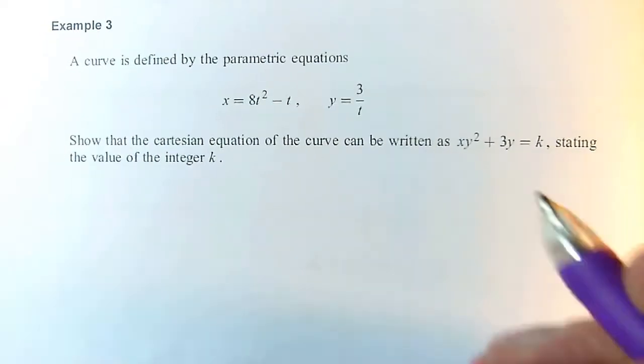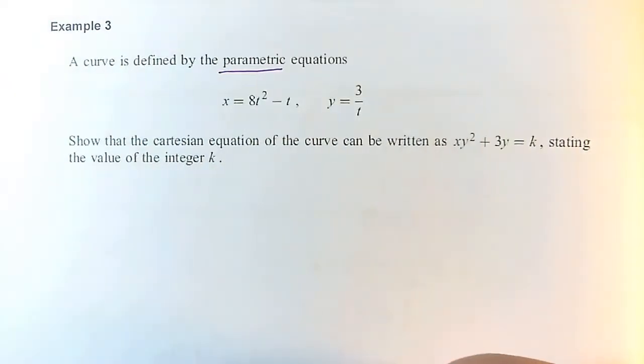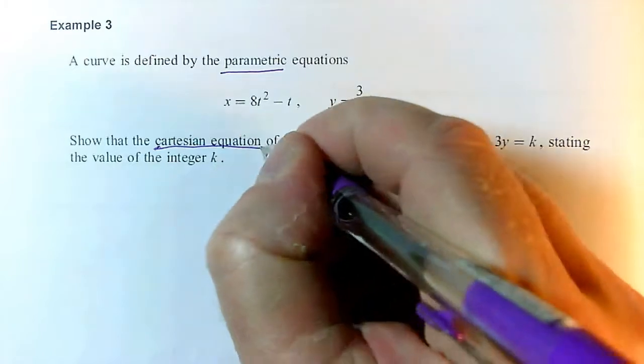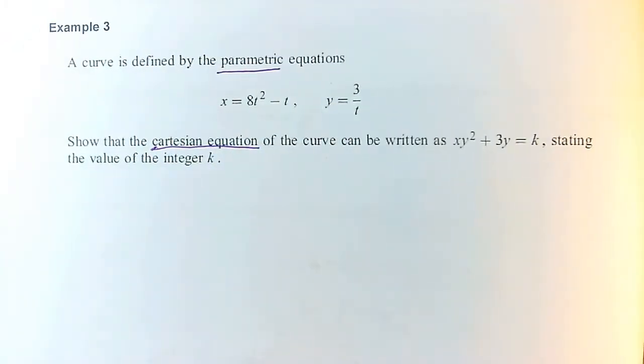Okay, in the previous video we saw that when we started with parametric equations and we wanted to get a Cartesian equation, it was a good idea to try and make t the subject and then plug that into one of the equations and simplify. Okay, this is a different kind of question, alright?